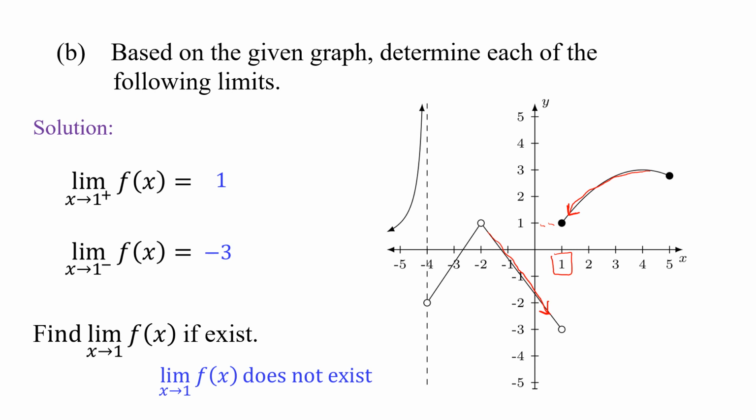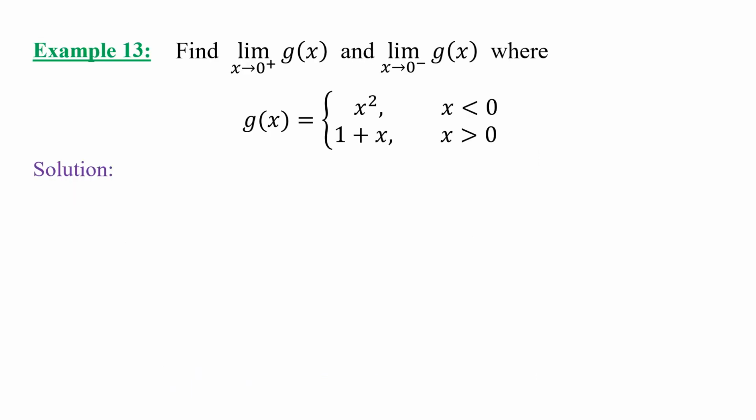The one-sided limit is important to determine the existence of a limit. Example 13. Find the limit as x approaches 0 from the right and the limit as x approaches 0 from the left for the function g(x), where g(x) is defined by x squared for the interval x less than 0, and 1 plus x for the interval x greater than 0.